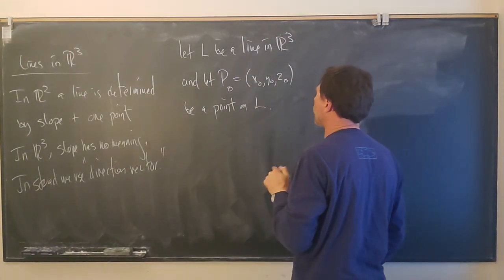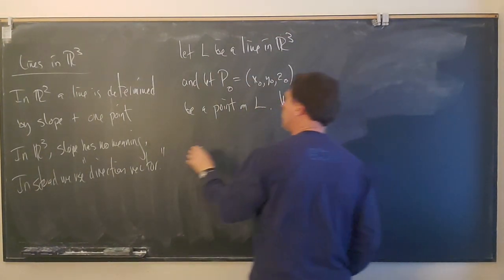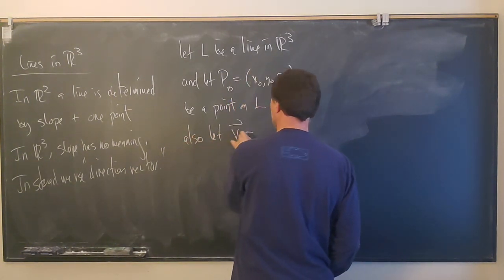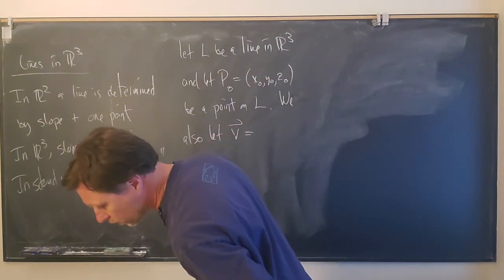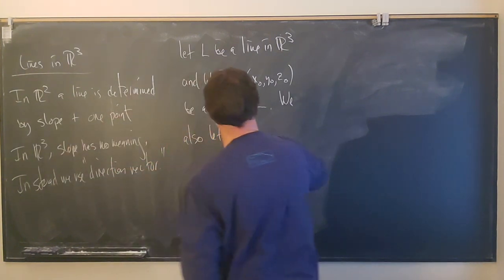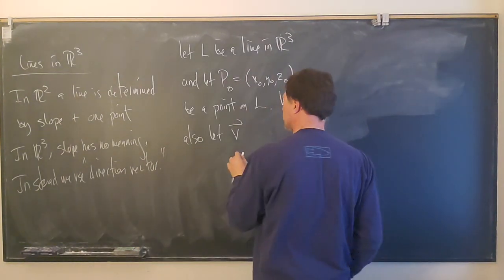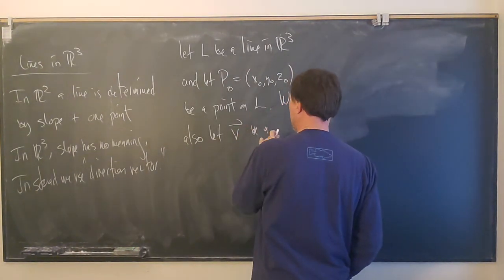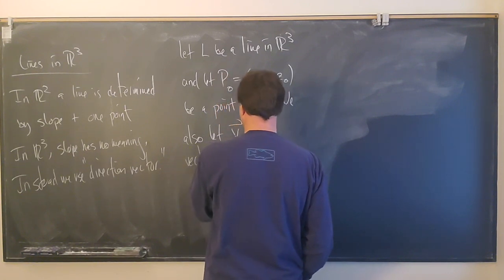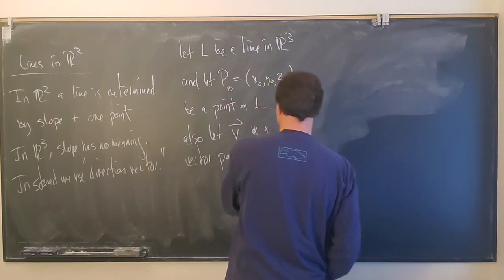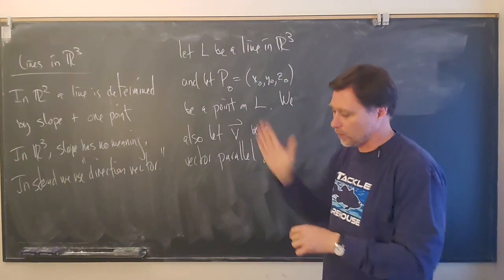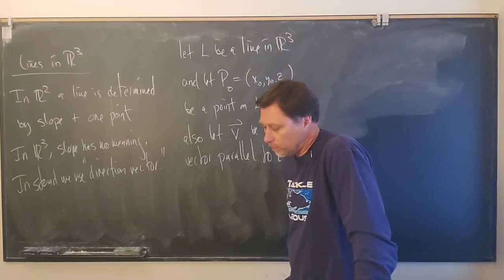And then one more thing, we also let, let's call it V. This is going to be my direction vector. Do I need to specify who it is? No, we can just call it V. So let V be a vector parallel to capital L. Remember, parallel means just pointing in the same direction, or following the direction of the line L.